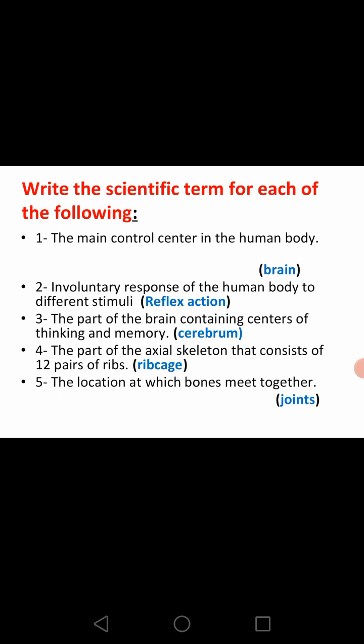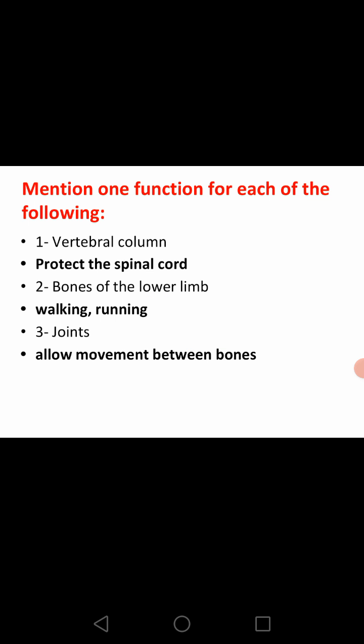Number 3. The part of the brain containing centers of thinking and memory. It's the cerebrum, or you can say two cerebral hemispheres. Number 4. The part of the axial skeleton consisting of 12 pairs of ribs. Okay, it's the rib cage. Number 5. The location at which bones meet together. It's the joints.